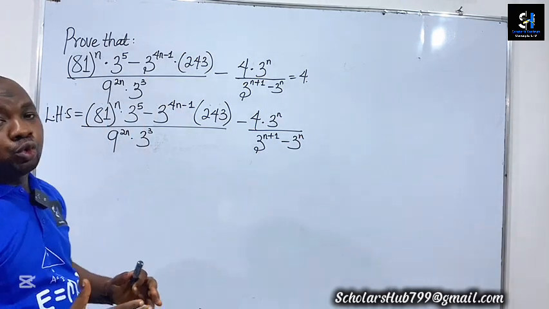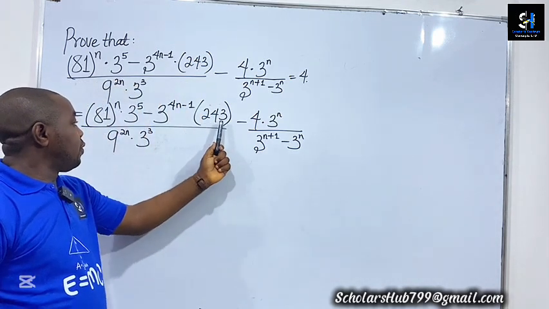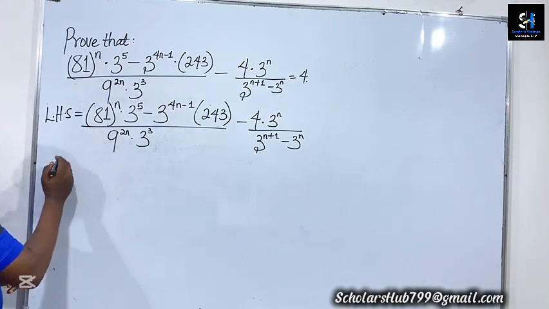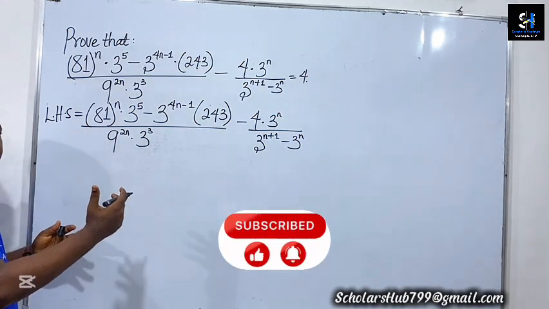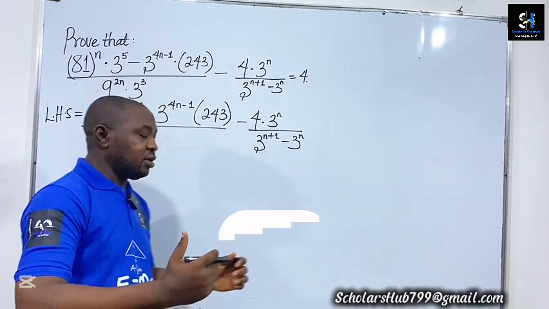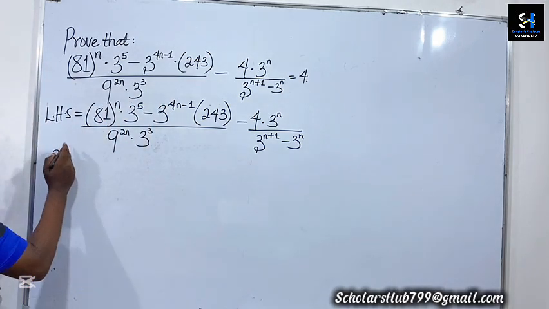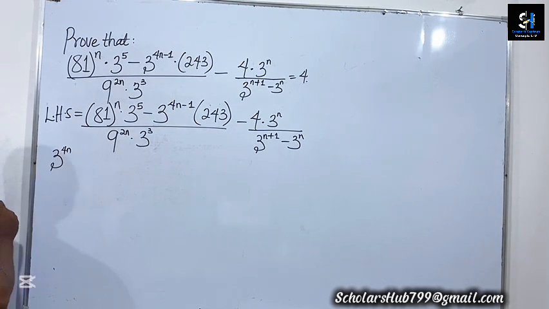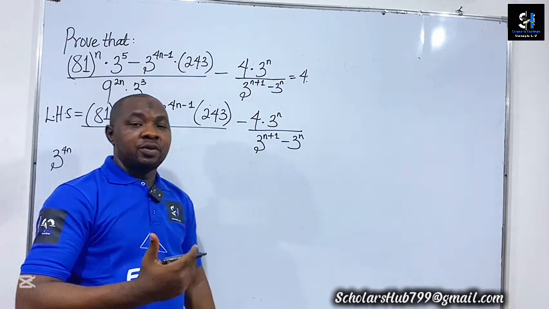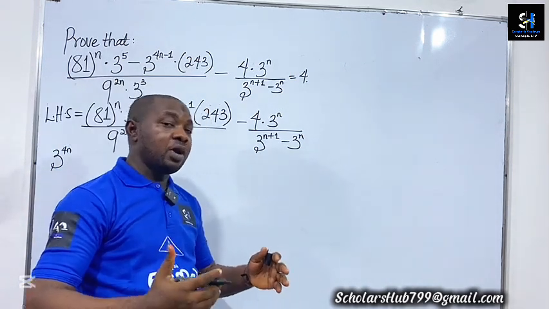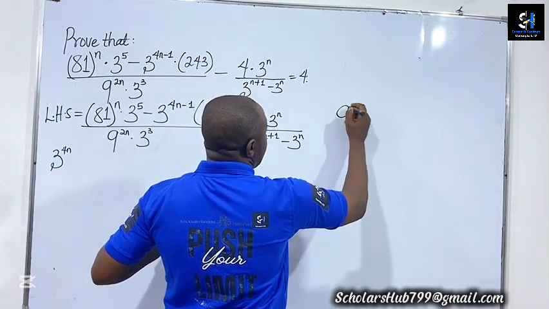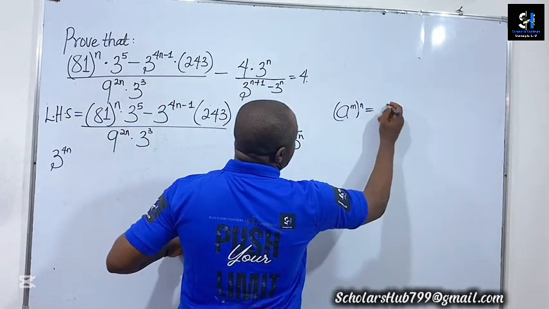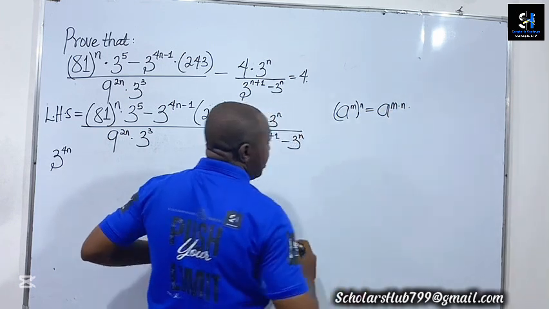The first thing to do is to express 243, 9, and 81 in terms of base 3. 81 is 3 raised to the power of 4 when expressed as a power of 3. Then we have n, so that will be 4 times n, giving 3 raised to the power of 4n. That is when we apply one of the properties of exponents, the power rule: (a raised to the m) raised to the n equals a raised to the power of m times n.